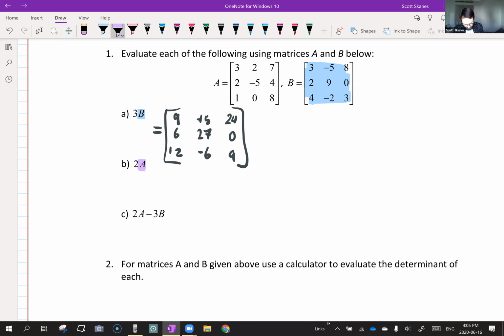2A, same story. So multiply everything in matrix A by 2. It should still be a 3 by 3. It's just multiplied by 2. So that one's really easy.